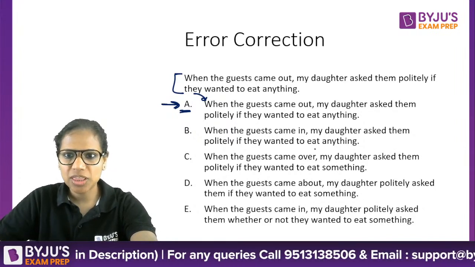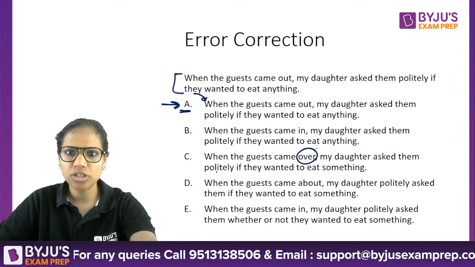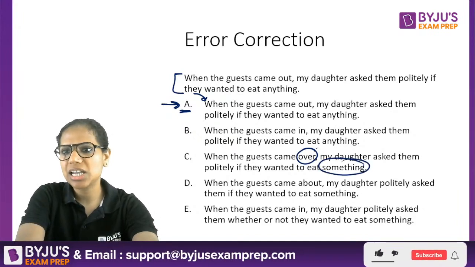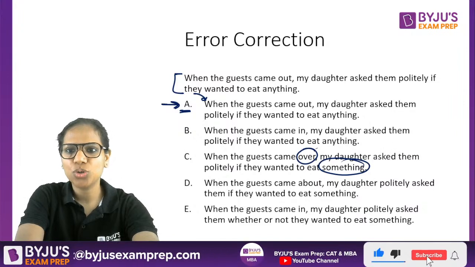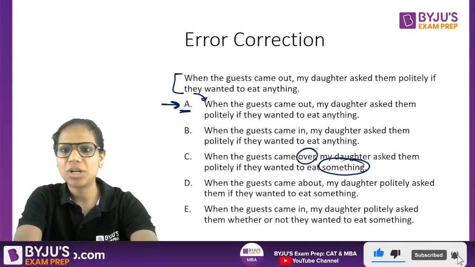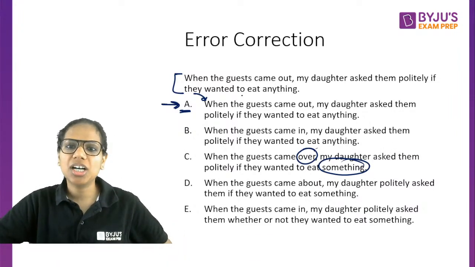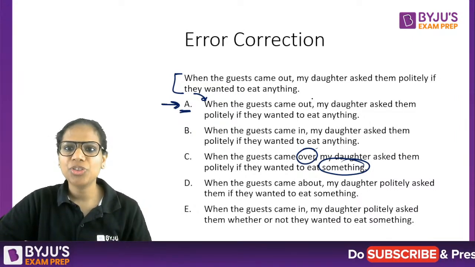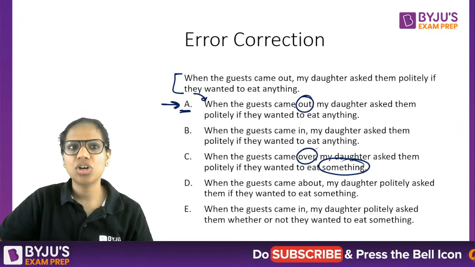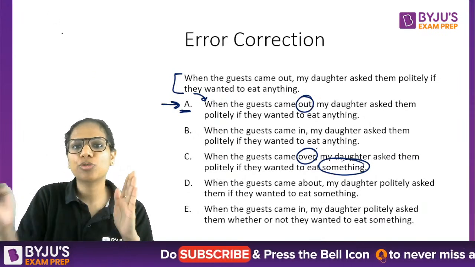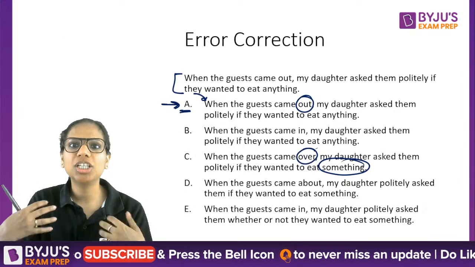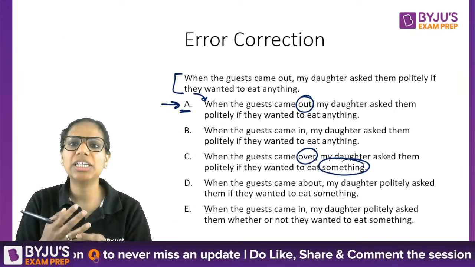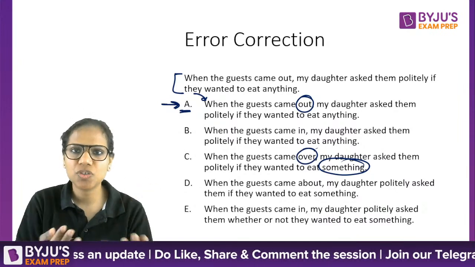The answer is: when the guests came over, my daughter asked them politely if they wanted to eat something. So C is the answer. Sanskar answered the fastest. Okay. Good, good. Followed by Sonali and Prats. Now, why not the others? Let's just see the errors. When the guests came out, so literally it would mean to come out of a room, let's say. Metaphorically, to come out of the closet, it means to finally publicly declare or announce that a person is homosexual.